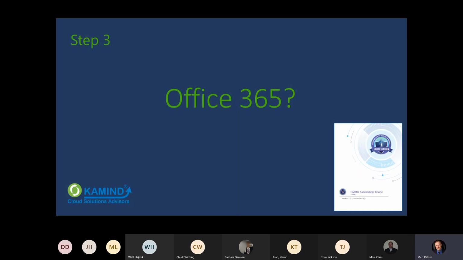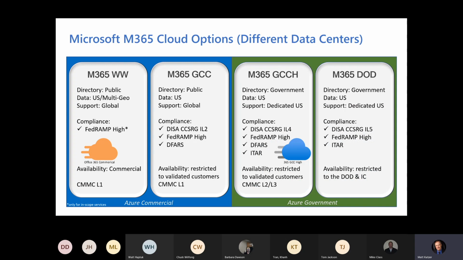Step 3 is Office 365. It's very simple, and there are two versions. If you decided to go for CMMC level 1, you're going to be in what we call the Azure Commercial Cloud, doing the standard 365. If you're doing level 2 or level 3, you're going to be in Azure Government. If you're doing ITAR, you're going to be in Azure Government.